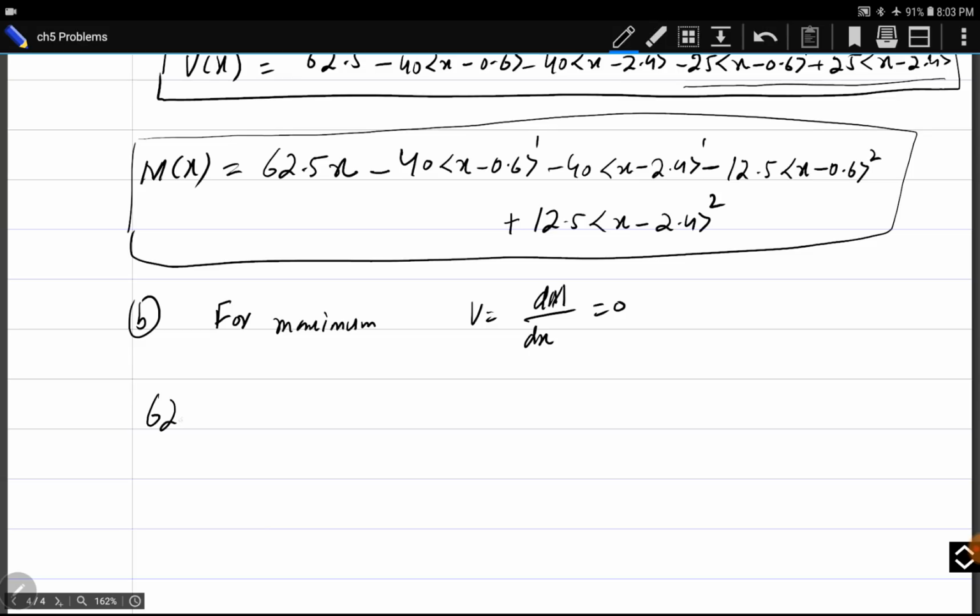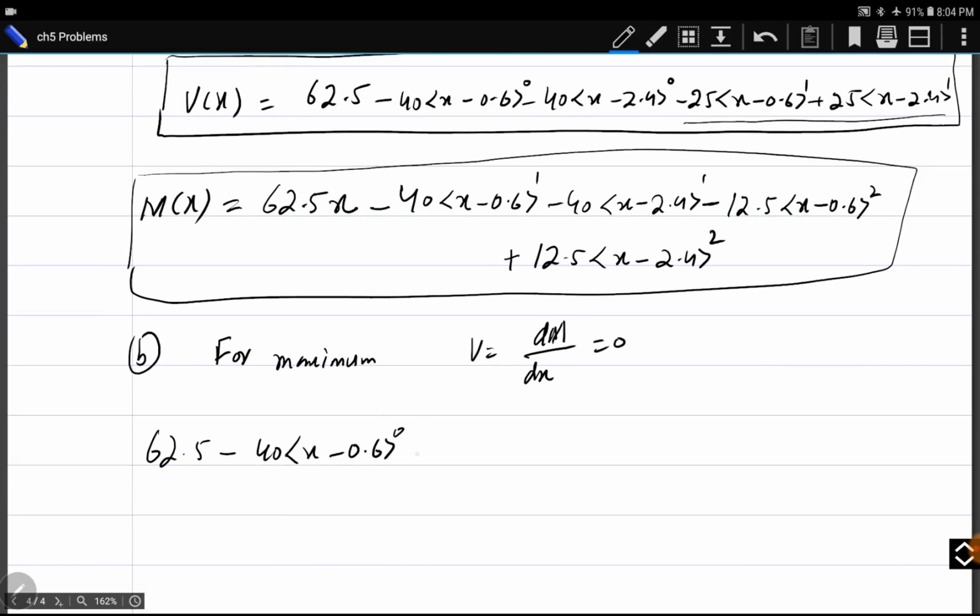The equation of shear force is 62.5 minus 40 into x minus 0.6 power 0, minus 40 into x minus 2.4 power 0, minus 25 into x minus 0.6 power 1, plus 25 into x minus 2.4 power 1. This is the expression for shear force. It must be equal to 0 to find the value of x where the moment will be maximum.